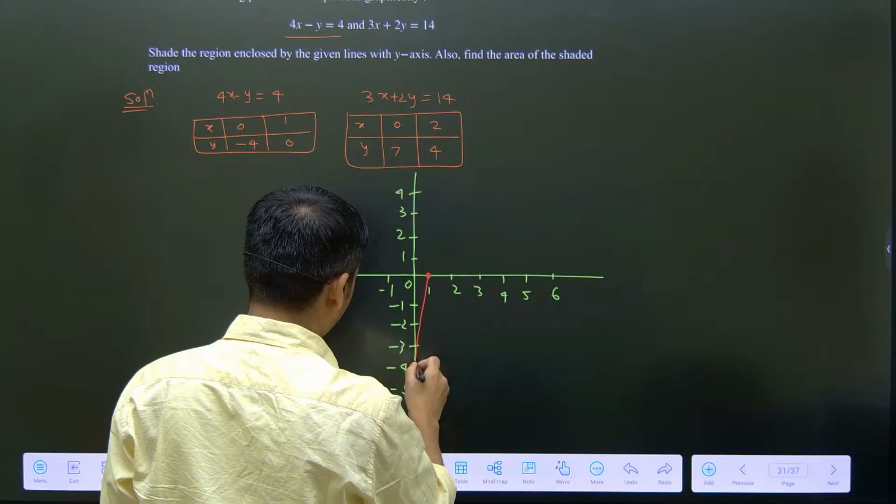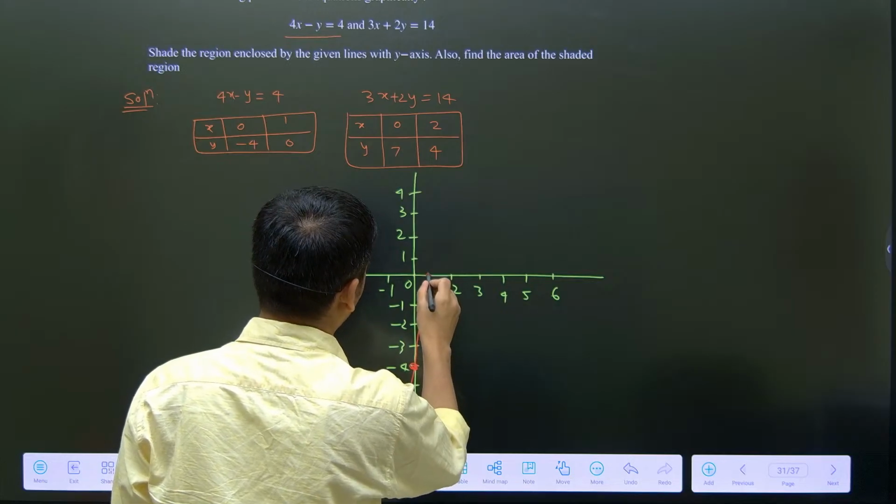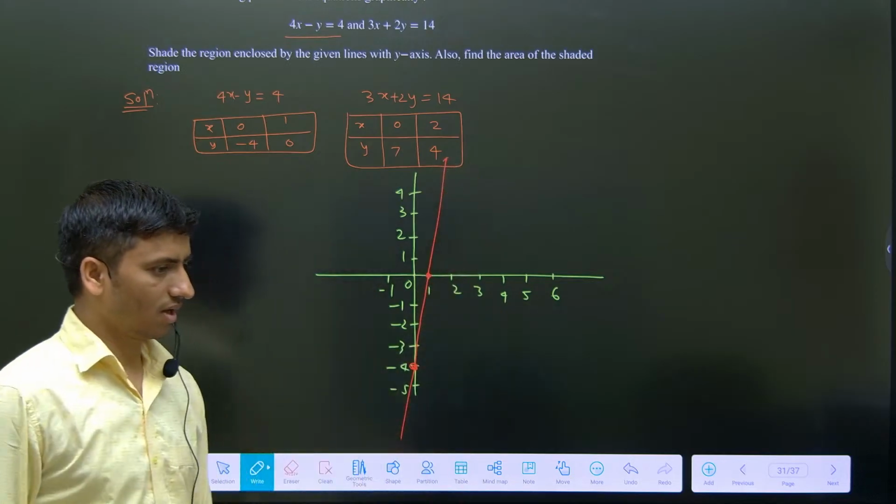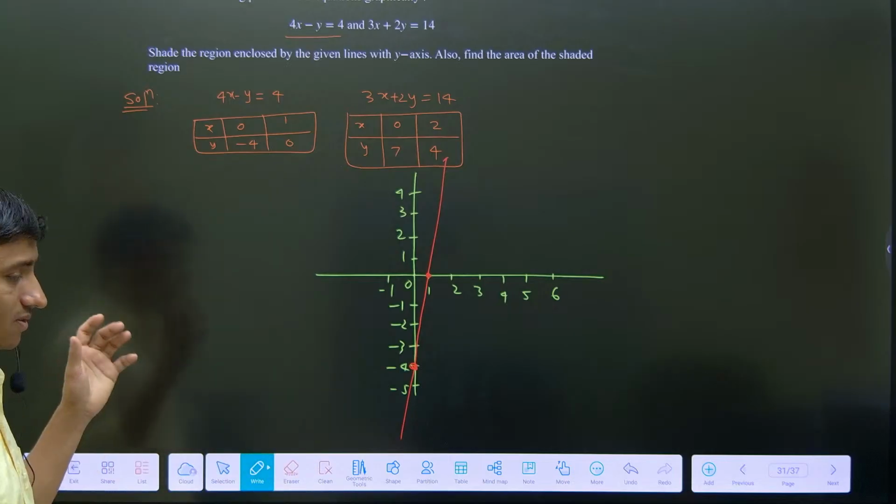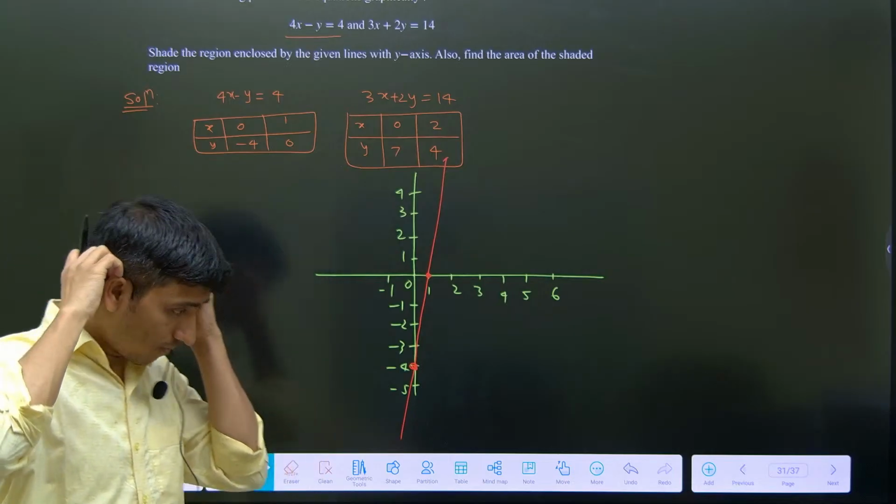And you guys will comment the accurate answer. You will get the accurate answer. I may not be getting the exact answer because I'm not using proper graph paper here.